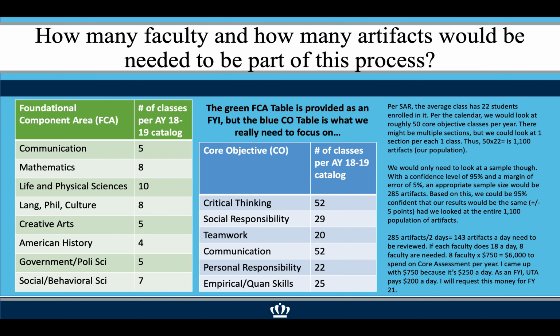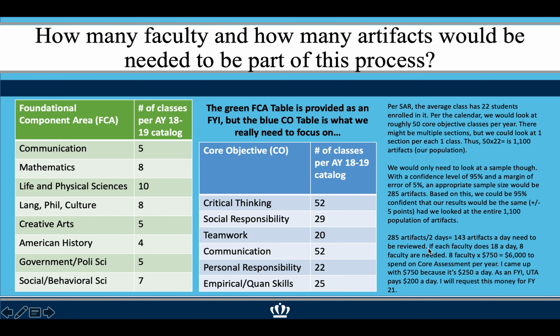So with a confidence level of 95% and a margin of error of 5%, an appropriate sample size would be 285 artifacts or assignments. So based on this, we could be 95% confident that our results would be plus or minus 5 points had we looked at the entire population of 1,100 artifacts.